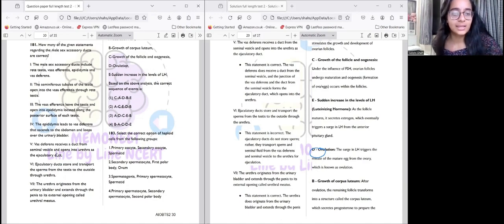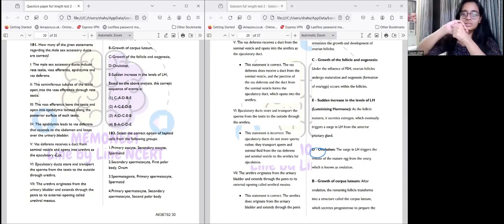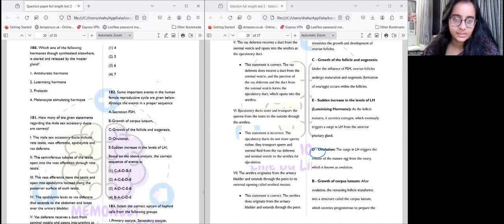The vasa efferentia leave the rete testis and open into the epididymis. Open into the epididymis located along the posterior surface of each kidney. Where's the epididymis? On the posterior surface. If this is my testis, I think I said kidney, I'm so sorry. If this is my testis and it's on its posterior surface, so it's the epididymis. Okay. Other two statements we already discussed.